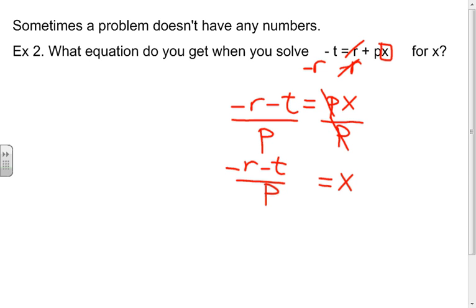The steps are exactly the same, whether you're using inverses to get rid of a letter or a number or whatever. Okay? It's exactly the same process. There is my equation. I got x by itself, and that's what I have left.